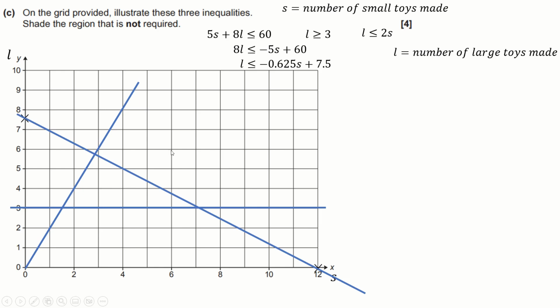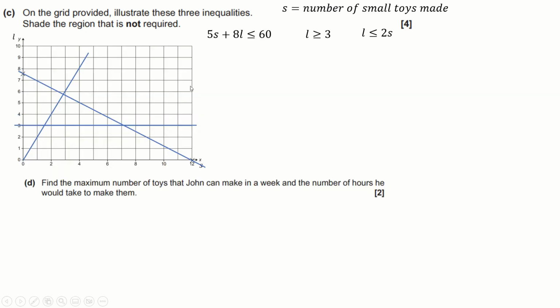Shade the regions not required, so just shade everywhere that's not that triangle and leave the triangle blank. I'm not an A-level geographer, so I can't be bothered to actually colour this in. I'm just going to say you would have to colour in everything except the triangle in the middle. Good. So that's the picture there. Find the number of maximum toys he can make. Now remember, he can only make an integer number of toys a week because he never leaves a toy unfinished.